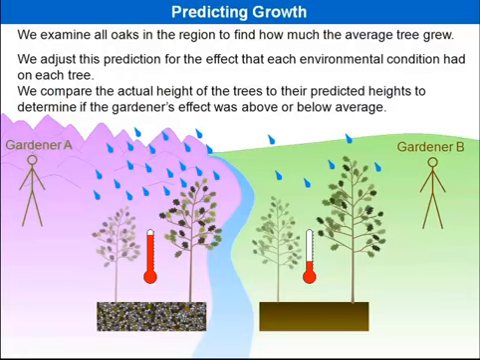We can use this information to calculate a predicted height for each tree today if it was being cared for by an average gardener in the area. We examine all oak trees in the region to find an average height improvement for trees. Then we adjust this prediction for the effect of each tree's environmental conditions. We compare the actual height of the trees to their predicted heights to determine if the gardener's effect was above or below average.